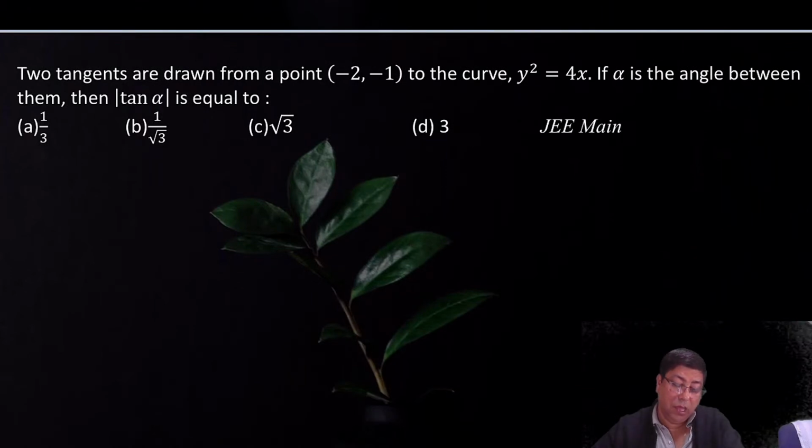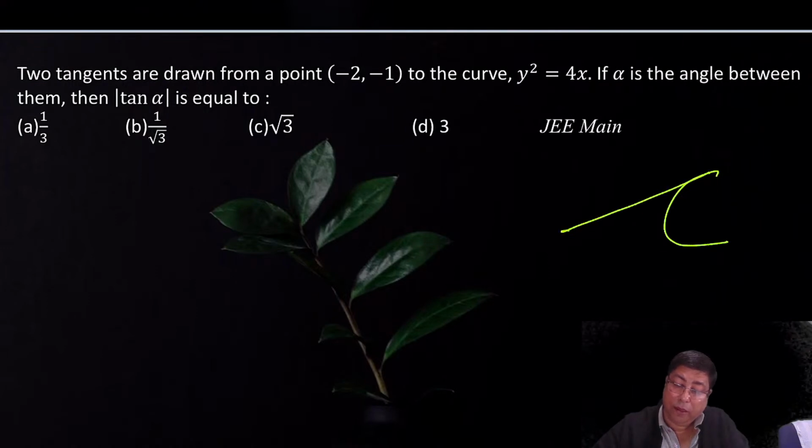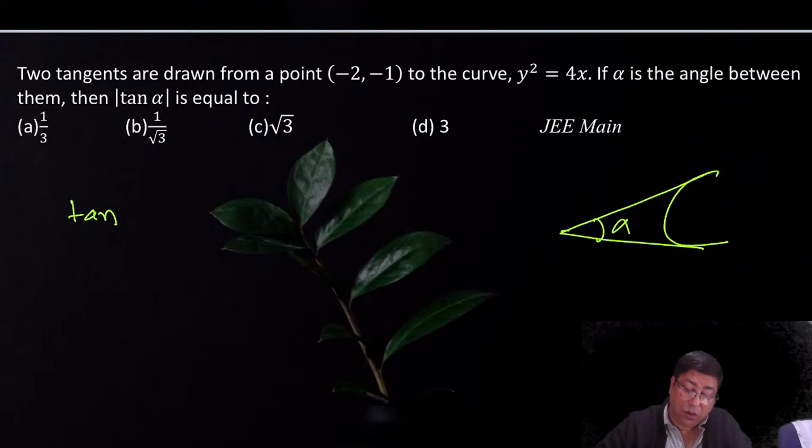Next sum. Two tangents are drawn from the point (-2, -1) to the curve y² = 4x, and if alpha be the angle between them, then find |tan alpha|. This alpha. What will be done? The locus of the point of intersection of the tangents inclined at an angle alpha to each other is what? This is a shortcut. We have to remember all the short notes so that our sum will be done easily. Remember this. This is very important.